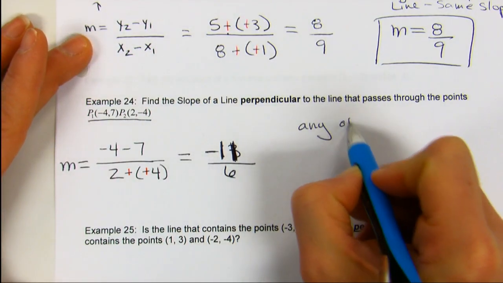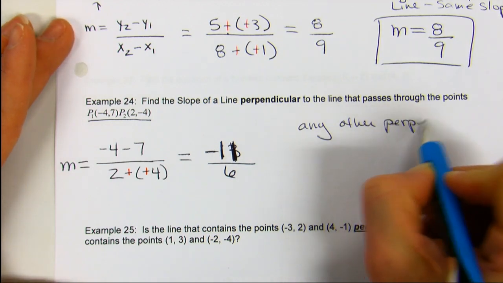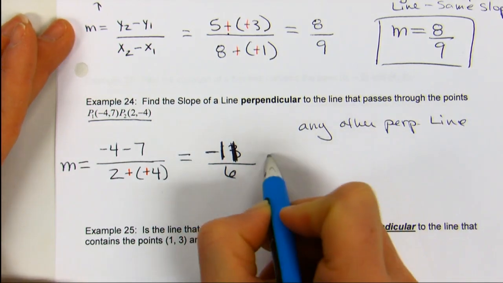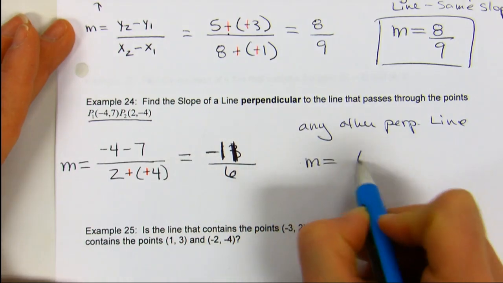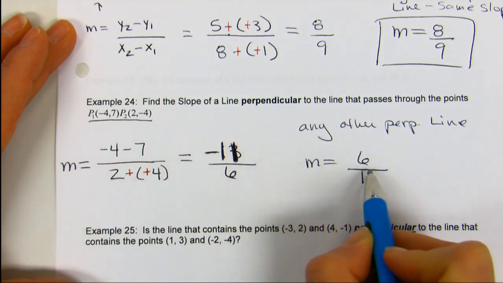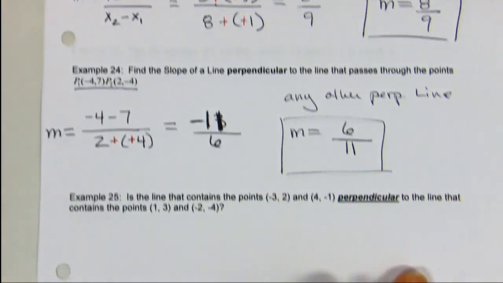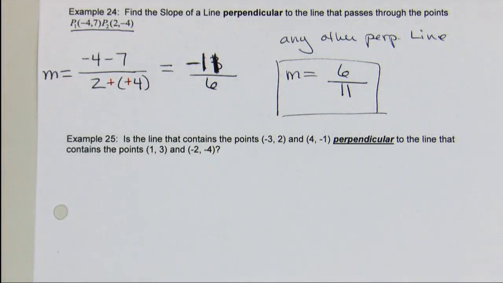But I need to ask myself, what's the slope of any other perpendicular line compared to this? So we would have to flip it and take the opposite sign. Since this is negative, we know this is purposely positive. You don't need to put a plus sign in front of it because it's understood it's positive when you don't have a minus sign in front, calling it negative.